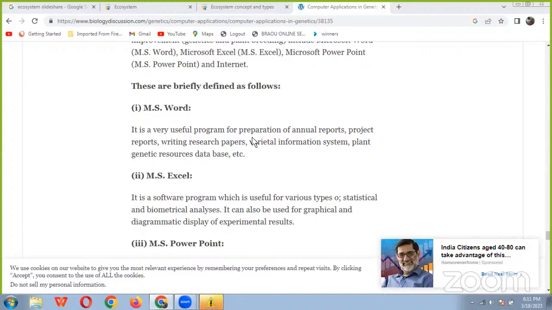The menu bar contains the menu. For example, right-click on the computer, and three dots are there. Clicking gives you MS Word, MS PowerPoint, MS Excel, different types of creating files and folders. The main importance of MS Word is creating and preparing annual reports and documents.